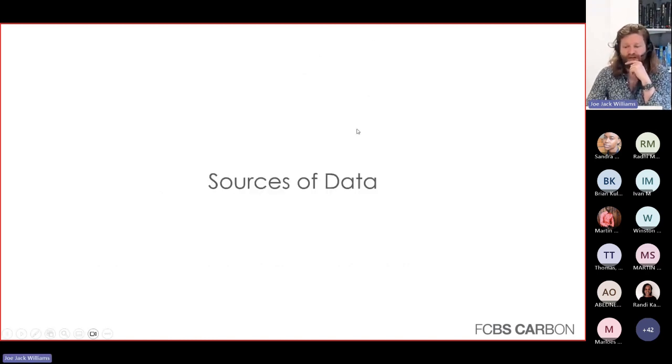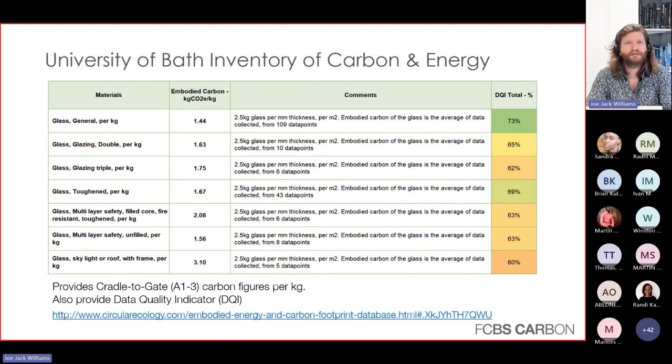So where are you going to get the sources of data? It can be kind of nerve-wracking to think that you might have to work them all out yourself. We very rarely have to. You can do that, but that's a long, long day for everybody. What I'd recommend is start to look for existing sources of data out there. So this is from the University of Bath. It's the Inventory of Carbon and Energy. It's free. You can go to that website, you can download it.